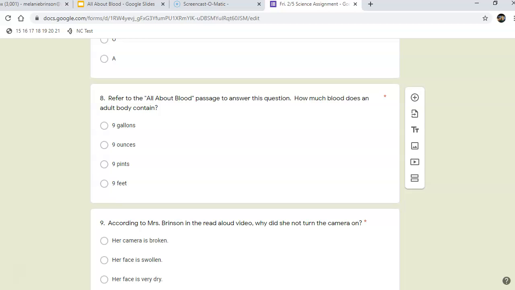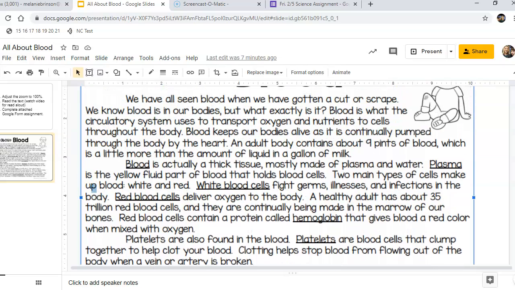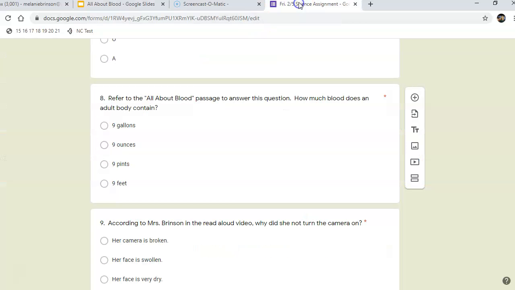Number 8, refer to the passage again to answer this question. How much blood does an adult body contain? I remember reading that very early. Oh, here we go. An adult body contains about 9 of these guys of blood. So is it 9 gallons, 9 ounces, 9 pints, or 9 feet? And one of those you should be able to eliminate out of common sense, because we don't measure liquid in feet. Ever.